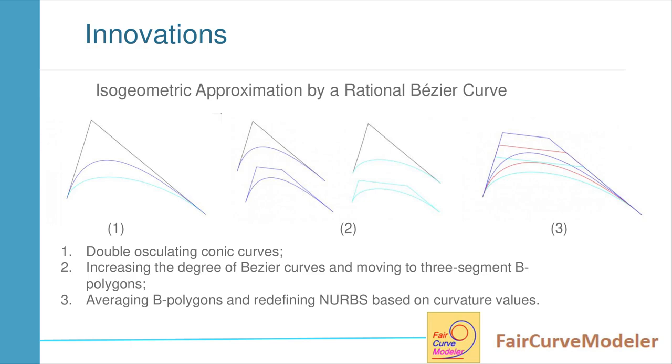Second, Bezier curves are transformed to the third degree with three-segment B-polygons. Third, the resulting B-polygon is created by averaging the initial B-polygons. The middle segment of the resulting B-polygon is parallel to the initial segments and is at an equal distance to them. Since the averaged B-polygon is also strictly convex, the geometry is preserved.